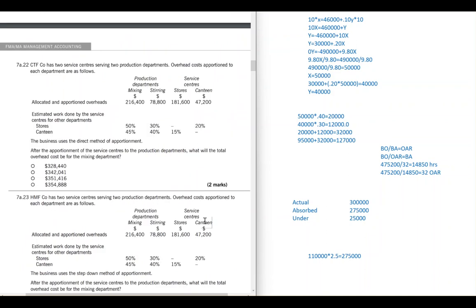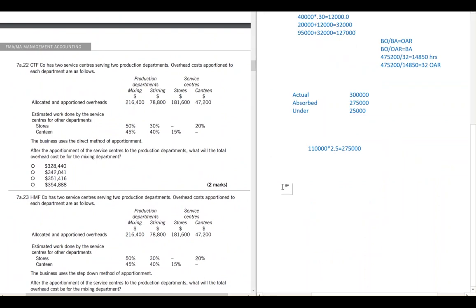Next, after the apportionment of service cost center to the production department, what will the total overhead cost for mixing department? So they said use direct method. CTF has 2 service centers serving 2 production departments. Overhead costs apportioned to each department are as follows. And then we have percentages. So remember, in direct method, we simply take 181,600. We don't directly multiply. That we do in algebraic method. In direct method, what we do is we first have to divide by the percentage of production departments, like in this case, 80, and then multiply.